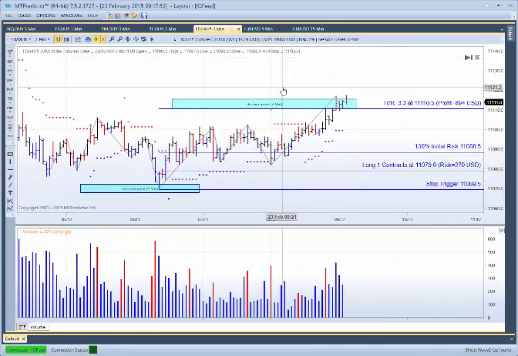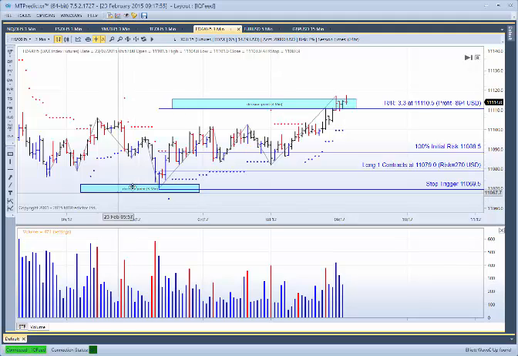So in other words, MTPredictor gives you the tools to be able to identify the professionals stepping into the market, and also the area of where the professionals are going to reverse the market, and also the area of where to take your profit. In other words, everything tied in there together quite nicely.